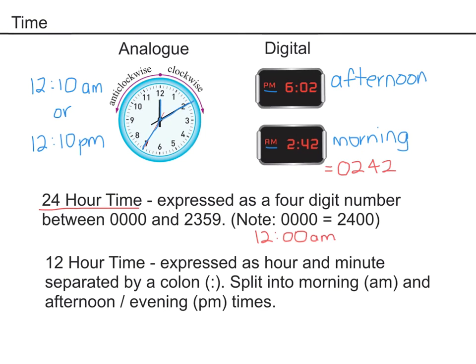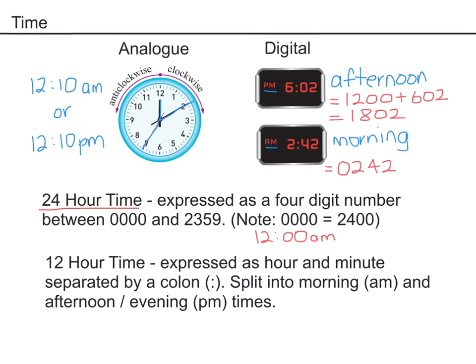The easiest way to convert PM time is to take the reading shown and add it on to 1200 hours, as this is the representation of lunchtime or 12 p.m. So for the display shown here, we have 6:02 p.m. being 1200 hours or 12 p.m. plus another 602 hours, giving us a reading in 24-hour time of 1802 hours.